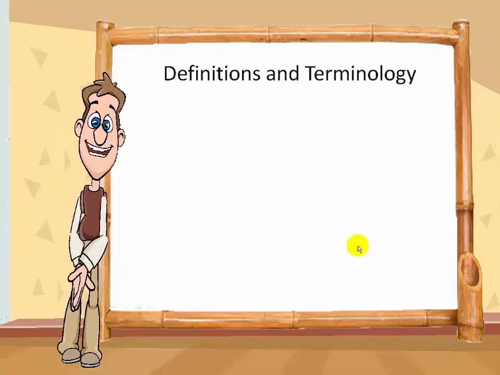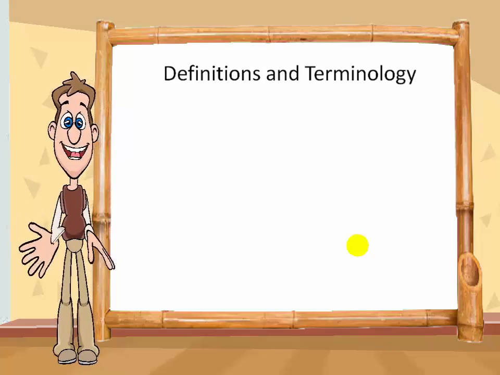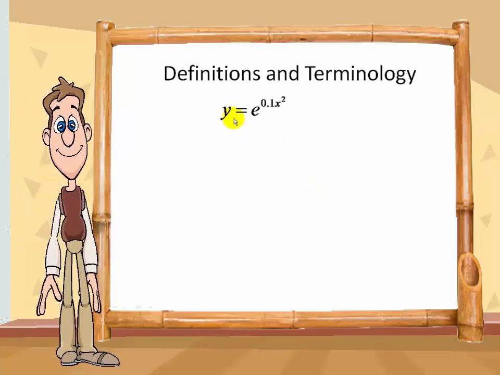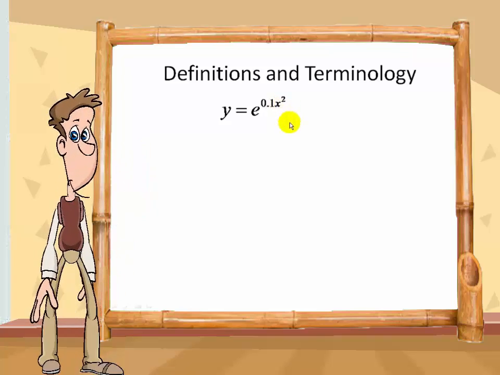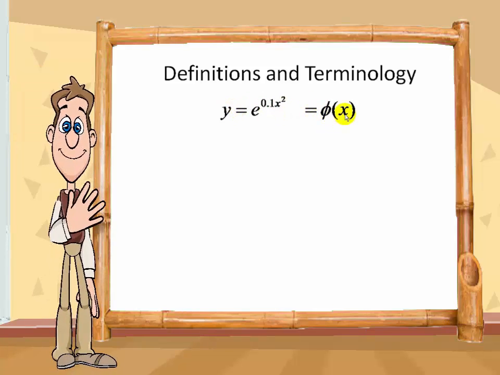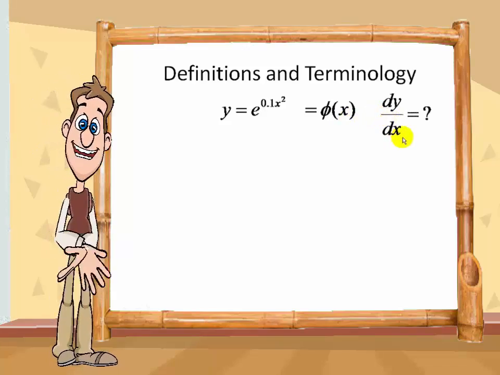So first, let's look at an example before going into detail the definitions and terminology. Let's say we're given a function y, which is equal to e raised to the power of 0.1 times x squared. And let's take the derivative of this. And we'll define this function phi of x. So y is equal to phi of x.